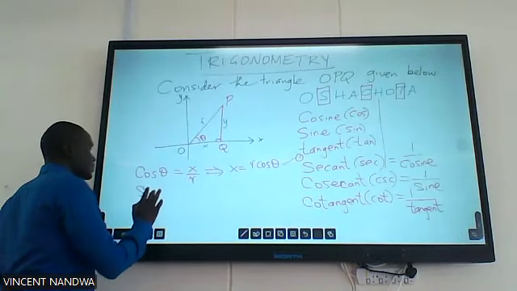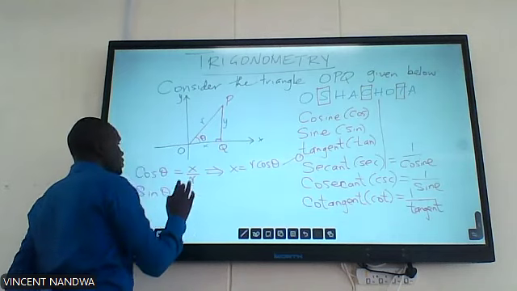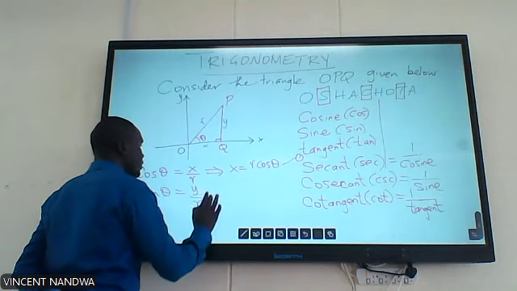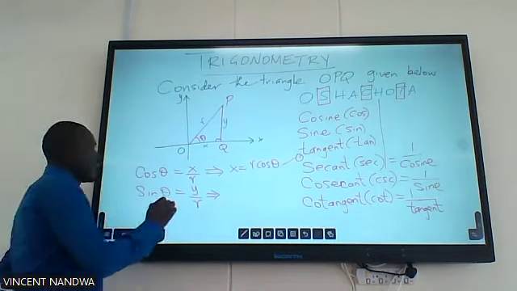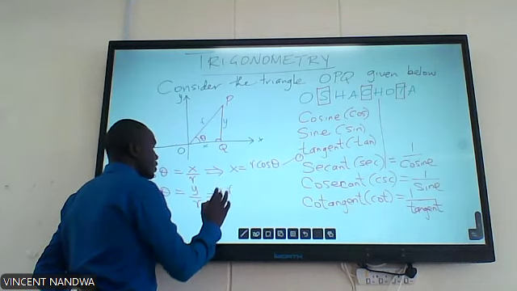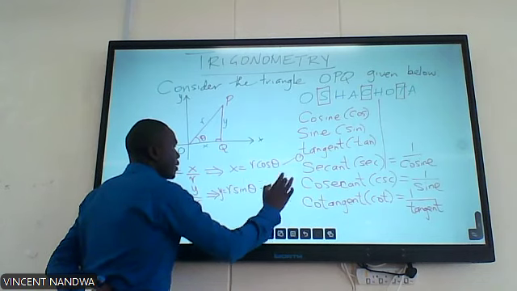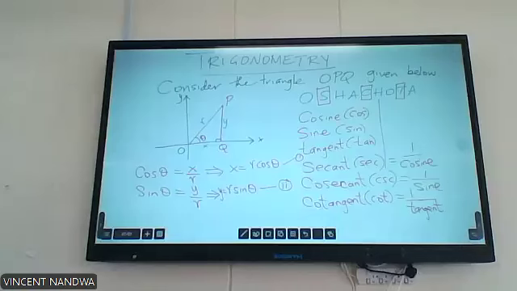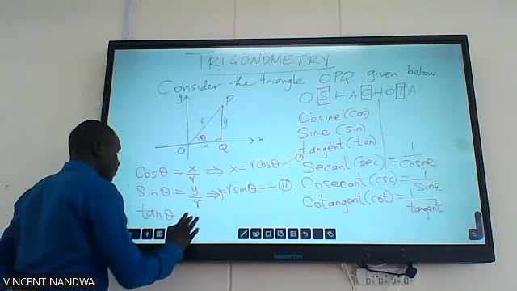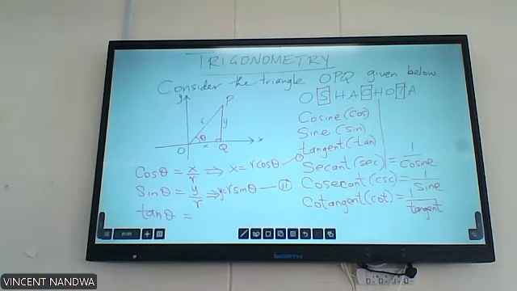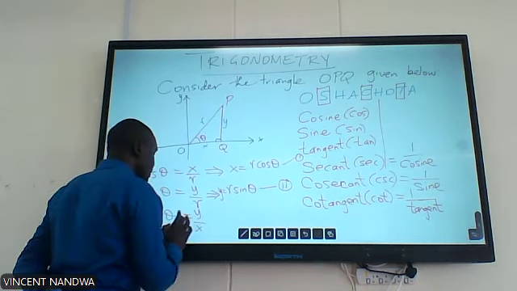And then sine is opposite over hypotenuse. So with respect to this theta, opposite is y, hypotenuse is r, which means y equals r sine theta. Call it 2. Then we can define tan. So tan is opposite over adjacent. So opposite is y, adjacent is x.